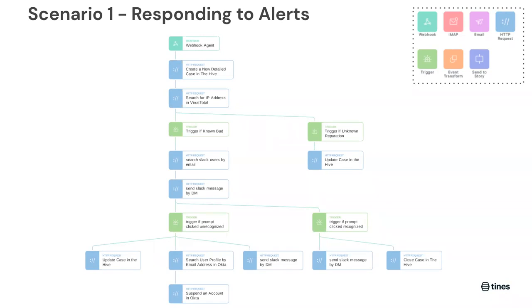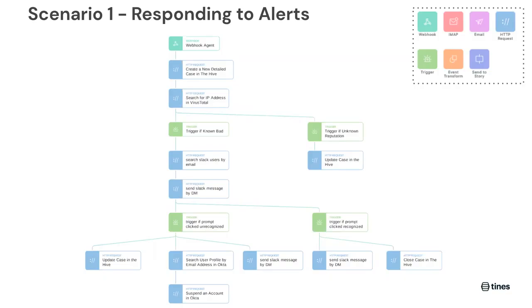The value of Tines is that there's only 7 agent types that you need to understand. You can see them in the top right-hand corner: webhook, IMAP, email, HTTP request, trigger, event transformation agent, and send to story. If you're able to understand those 7 agent types, you're able to automate pretty much any process. We're agnostic as to what the process is. So this process, as I said, will fit what a reasonable response to an informational alert like this is. But you may find that you're saying, actually, I'd probably like to isolate Jack's device as well, or I might want to trigger and ask Jack even if this IP isn't bad, if it's in a different country or something like that.